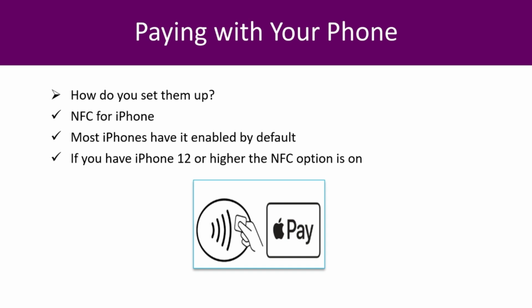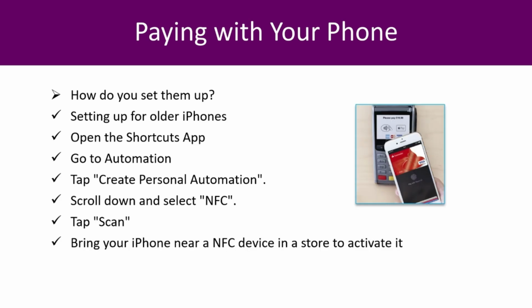Now, NFC for iPhone, most iPhones actually have it enabled by default. If you have an iPhone 12 or higher, the NFC option is already on. Now, if you have an older iPhone, you would open up the Shortcuts app, go to Automation, tap Create Personal Automation, scroll down and select NFC, tap Scan. Bring your iPhone near an NFC device in a store to activate it. In other words, the place where you use to pay it.